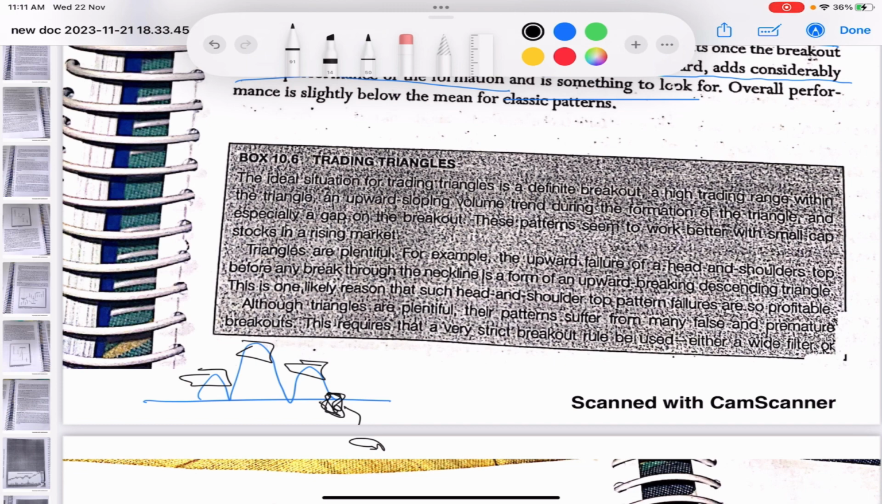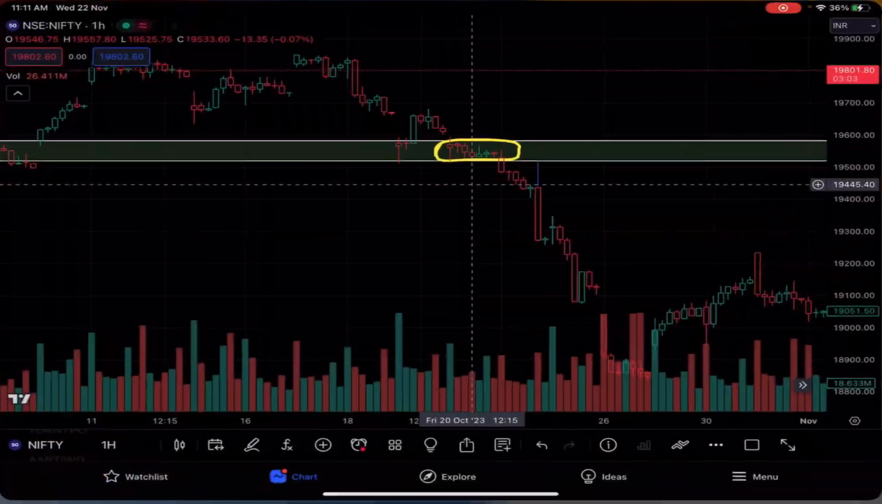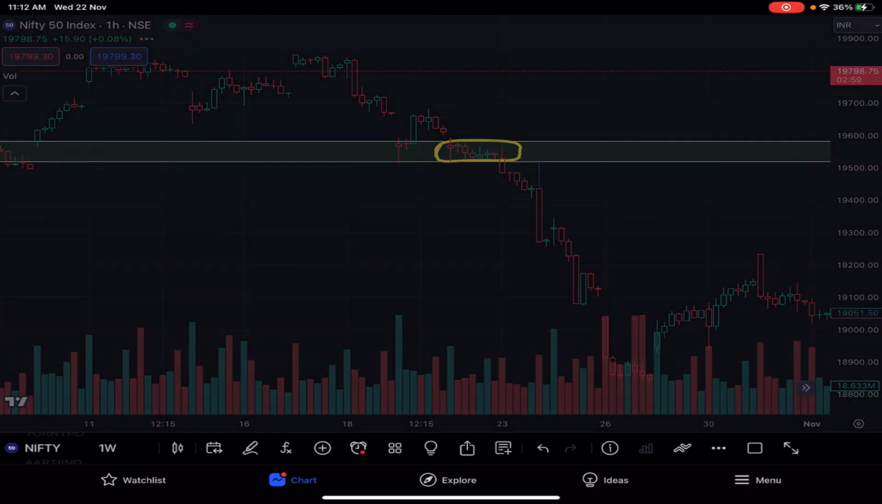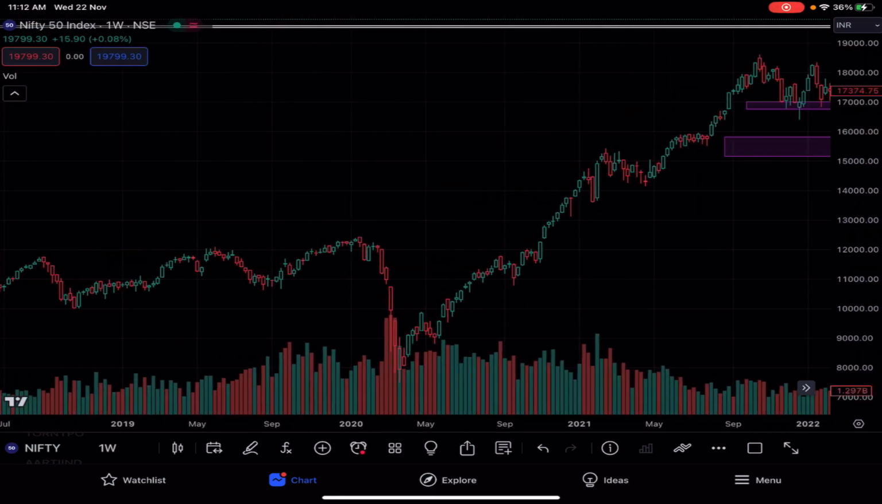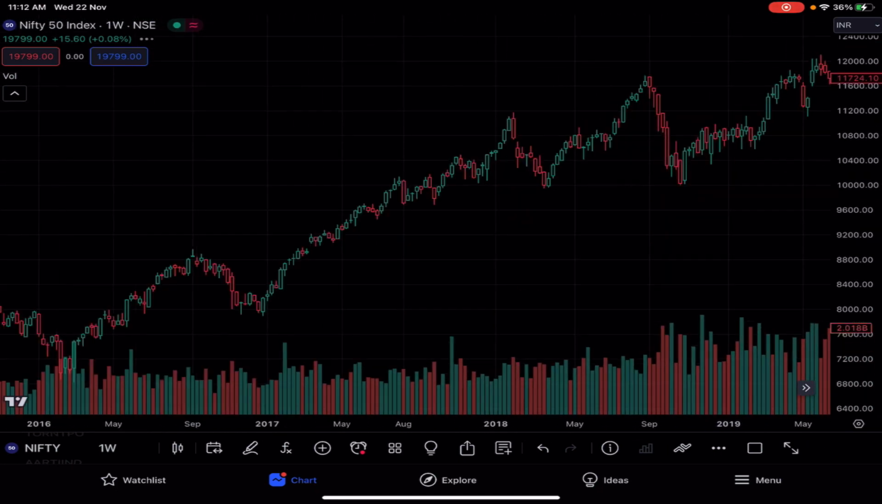And how do you get the target of the triangles? To calculate the target, you basically add the base distance to the breakout. Very simple. Let me show that on a real chart. Which stock do you want me to do it in? Do you just want me to do it on Nifty itself? Okay, I will do it on Nifty.